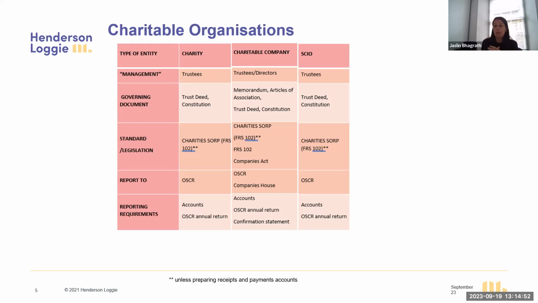And then just to touch on at the bottom there, the other reporting requirement of a charitable company is a confirmation statement, and that's very similar to an annual return in some respects. It's an annual statement at a snapshot in time of who the directors or trustees are, details of the registered office, etc. So that's a little overview of the governing body.